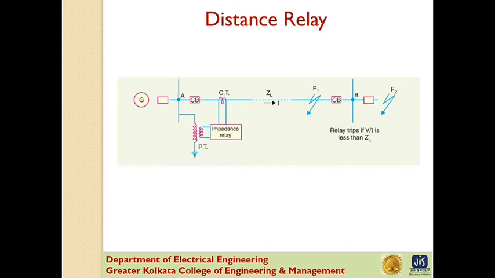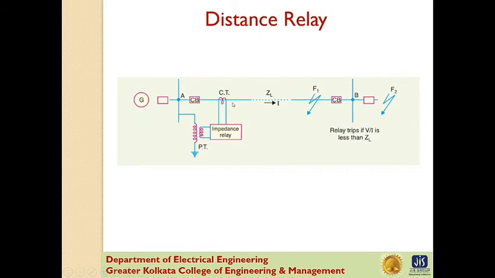The relay will operate when the ratio V by I is less than a predetermined value. Now this figure shows the basic principle of operation of an impedance relay. The voltage element of the relay is excited through a potential transformer PT from the line to be protected. The current element of the relay is excited from the current transformer CT in series with the line.